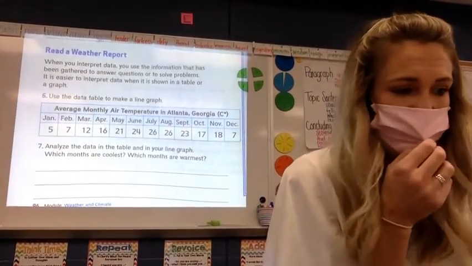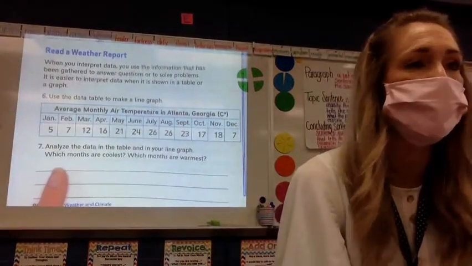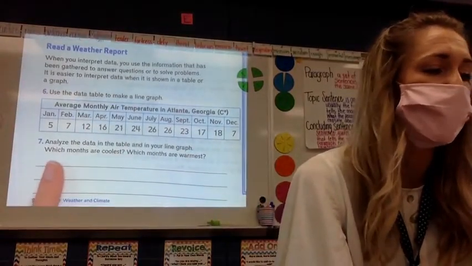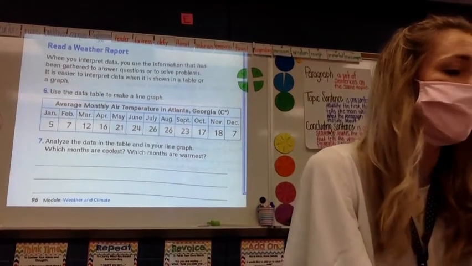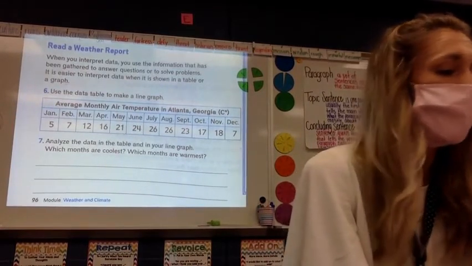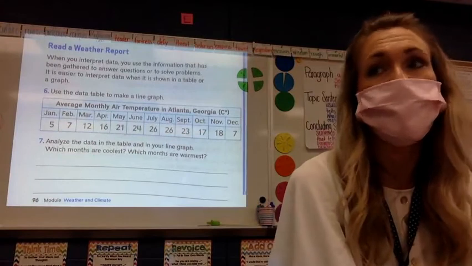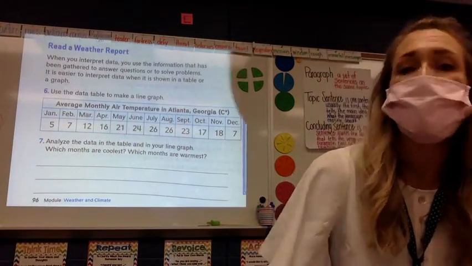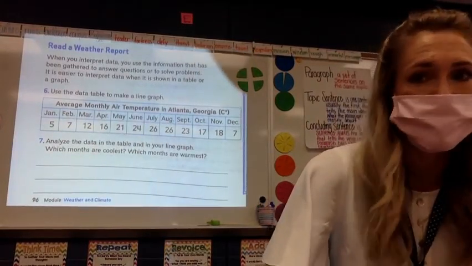Very good. So down below, we have one question that I want you to write in your notebook, and it says, analyze the data in the table. And we don't have a line graph, so don't worry about that. Which months are coolest? Which months are warmest? Please write complete sentences, and I'm going to give you only about 2 minutes to fill that out.